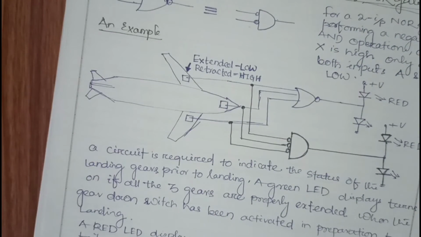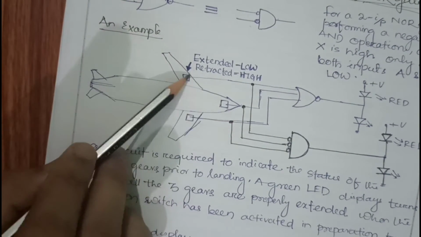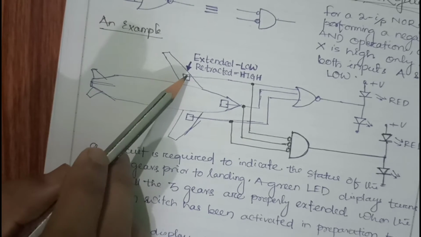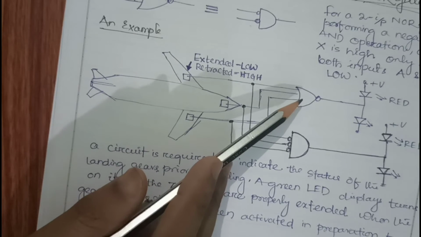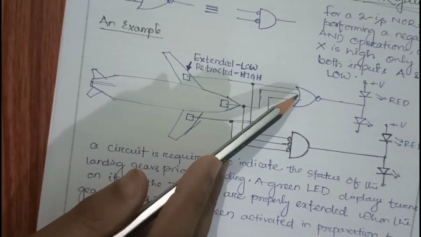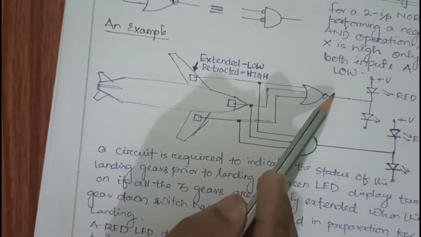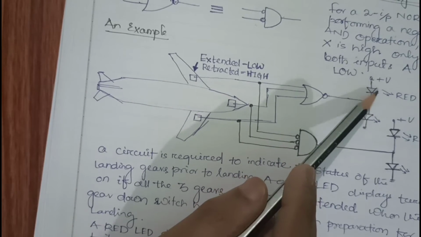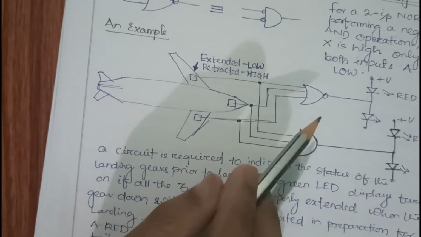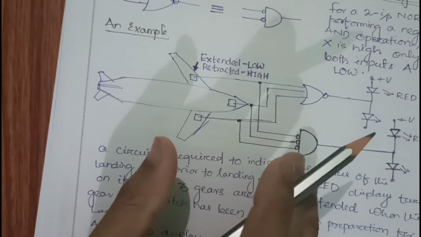Here we took an example of the aeroplane and the sensors that are present over here and the gears. If they are retracted, then they will give me a high value, and they are applied to a NOR gate. If any of the inputs is high, the output is 0, and output 0 means this diode will glow. This diode will glow means it will indicate that among these three, one of the gears is not retracted.